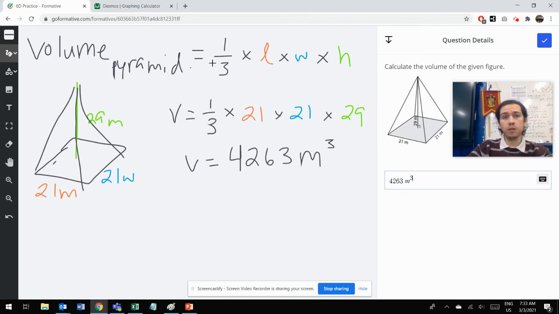Why is it 1/3? That's a great question. And if you were with me when we did our pyramid exploration, you'll know that it takes 3 pyramids to fill up a prism of the same base. It is always 1/3. Pyramids are exactly 1/3 of their prism counterparts.